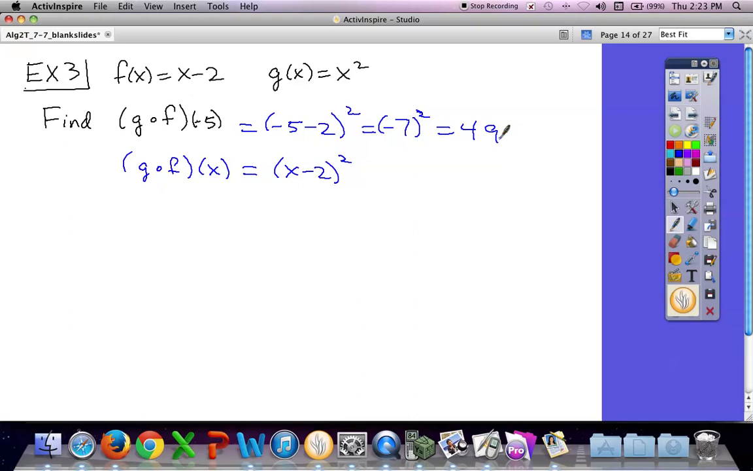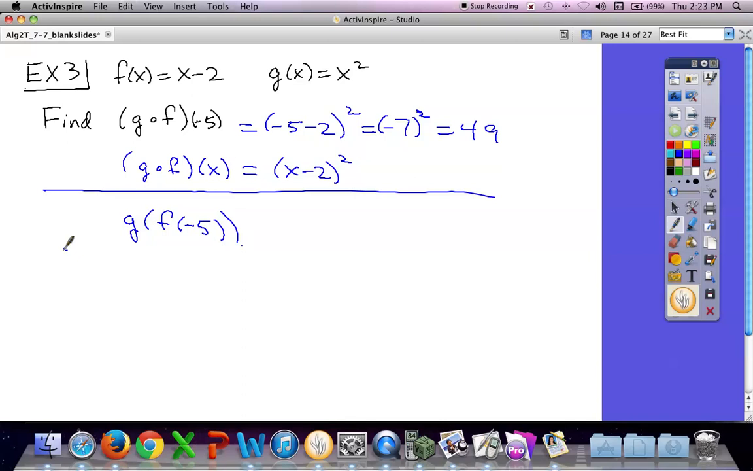But that's not always the way people do these problems, right? This is instead the way that you would see it, even in the book's example 3. They do it both ways. They do it the way that we just did, but they also do it like this. If we wanted to find g of f of negative 5, that is g of f of negative 5.